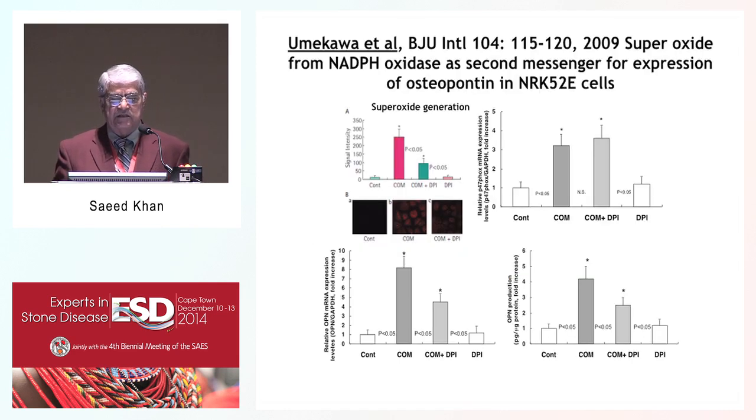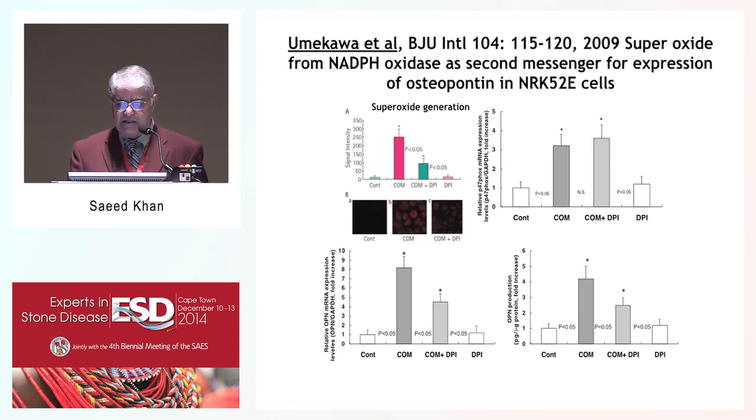The other thing is that in this particular case, we were looking at the production of superoxide, which is a reactive oxygen species that leads to oxidative stress. Then we tried to lower the production of superoxide by inhibiting NADPH oxidase, which we think is responsible for the production.